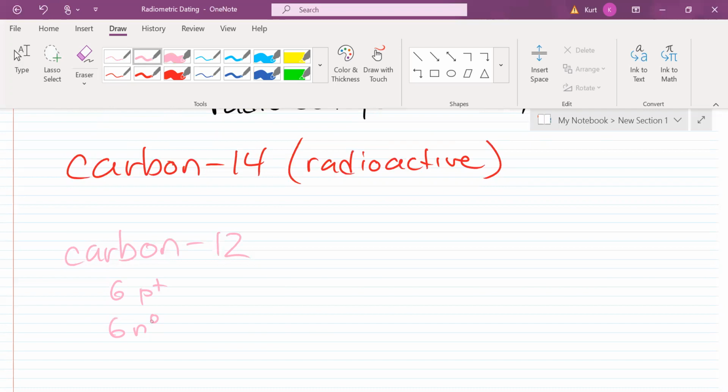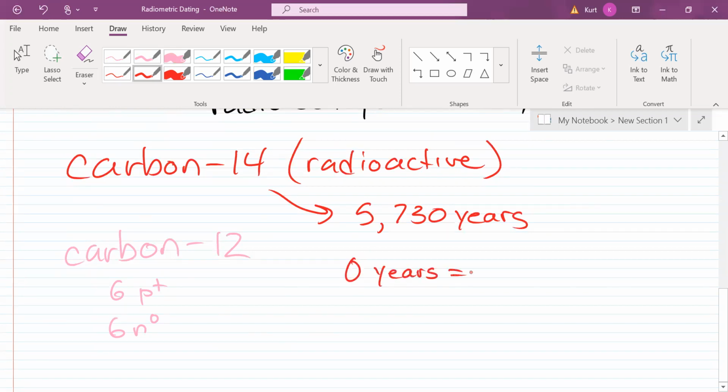Well, carbon-14 has a half-life of approximately 5,730 years. What the heck does that mean? That means, again, if I had 0 years and I had 100 atoms of carbon-14, after 5,730 years, that would be cut in half, approximately.